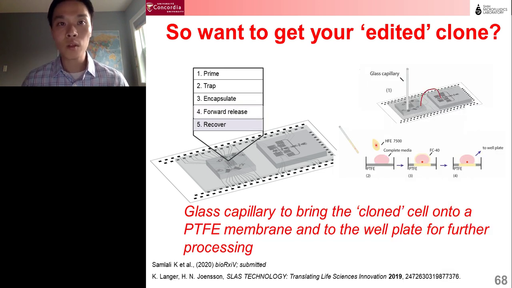Now, once you release the clone, the next thing we want to do is recover it. We followed a method from Johansson's group, published in SLAS Technology, where you have a single cell droplet covered with oil. You put this on the PTFE device and mix it with media. The PTFE acts as a way to absorb the oil. Then you remove the oil from the droplet, and you can take that droplet and place it into a well plate for further expansion, and then finally further verification.